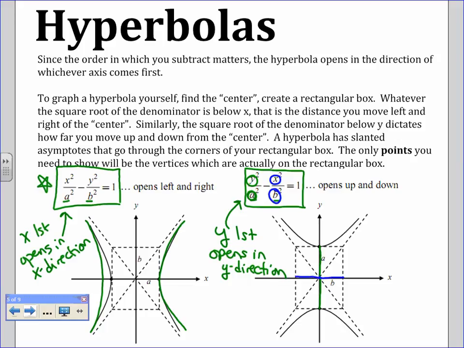Okay. They switched the variables on you over here, looking back at the first one, but don't get confused by it. The a, whatever's underneath the x, x squared, gives you the radius in the x direction, so we went left and right a. And then whatever's underneath your y, which in this case is b, goes in the y direction, so up and down b. So don't get confused because they switched your a and b in these examples here, which I would not have done.